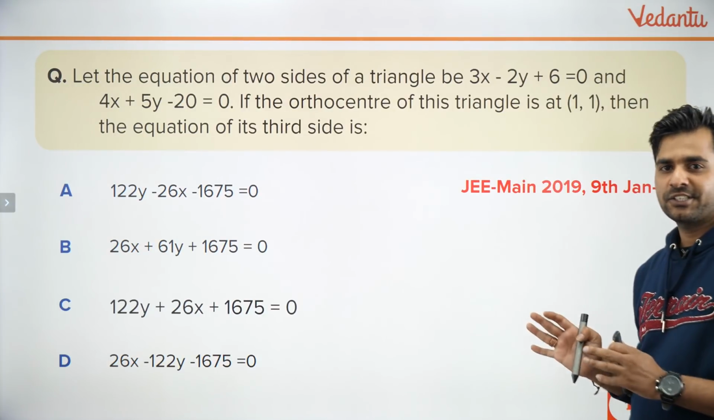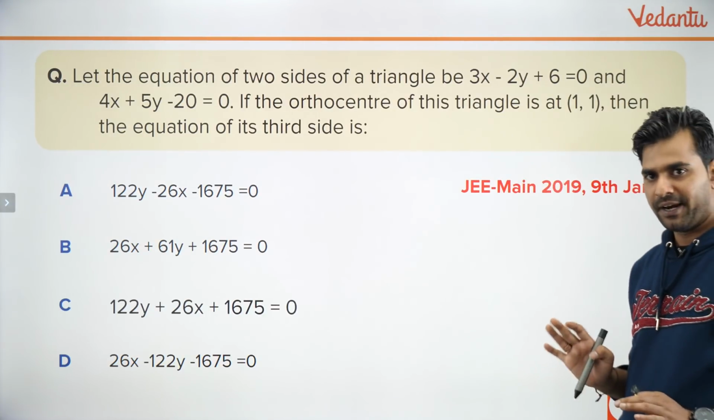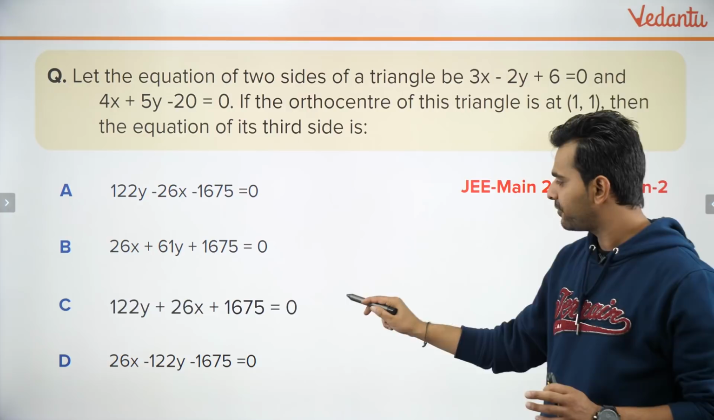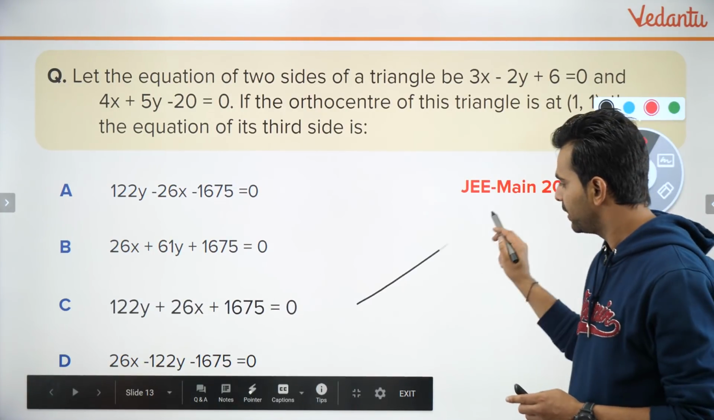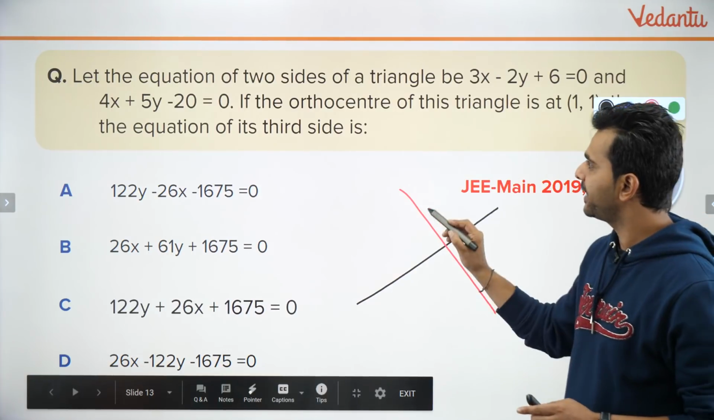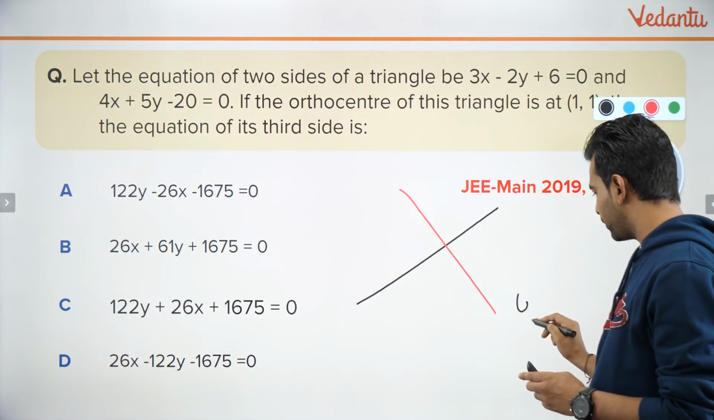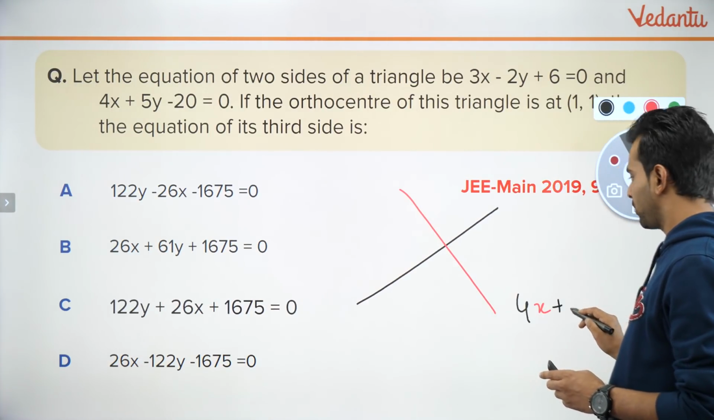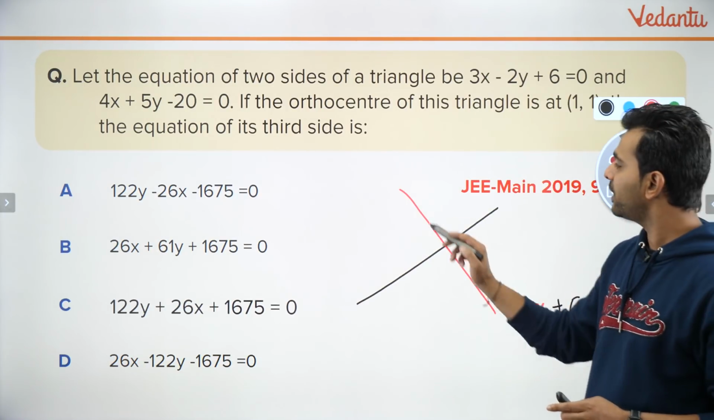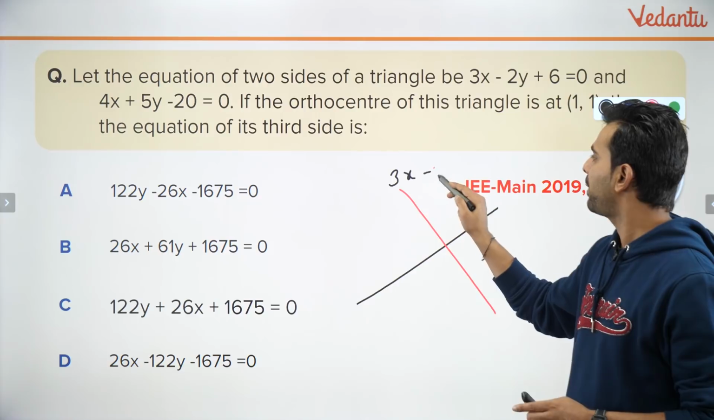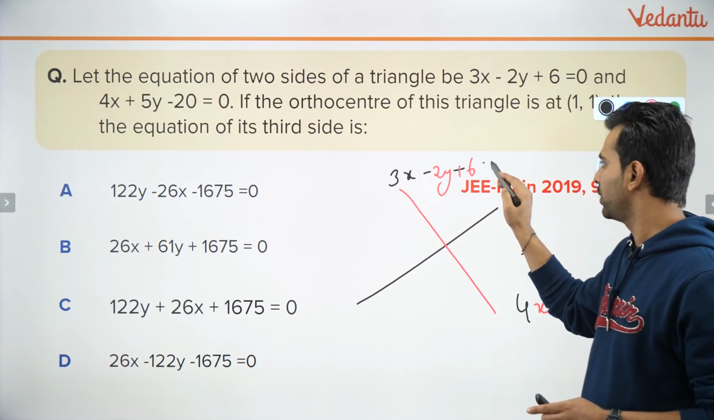Now, let's take this JEE Main 2019 question. Right? I have been given two sides of a triangle. Right, and the question is asking me about the third side. Yeah, so this is one side given, this is another side given. Let me first write it down. 2x plus 5y minus 20 equal to 0. This is one line given, and this is 3x minus 2y plus 6 equal to 0.